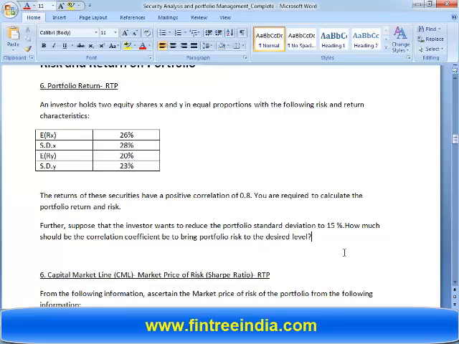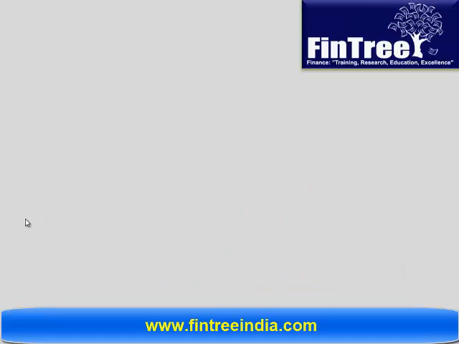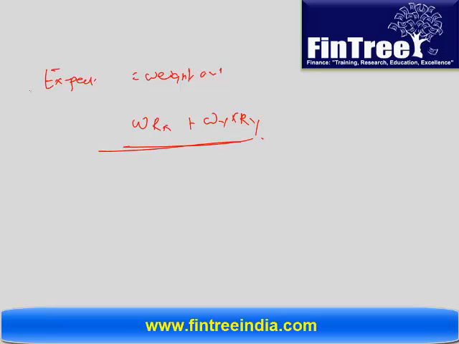How? See here. Do you have expected return on X, expected return on Y? Do you have weight of X, weight of Y? Then how will you calculate? By taking a weighted average. When you want to calculate expected return, simply calculate a weighted average. How do you calculate a weighted average? Weight of X into return on X plus weight of Y into return of Y. This is called the expected return.